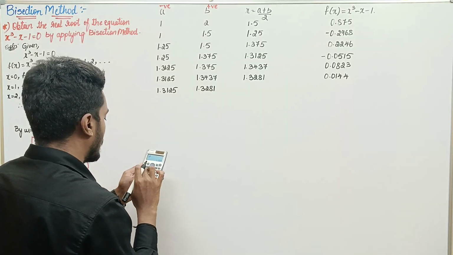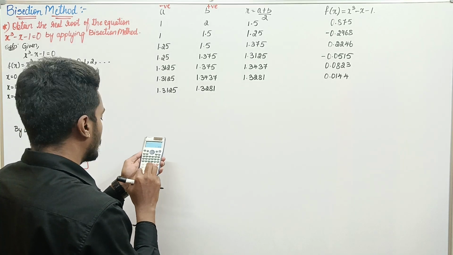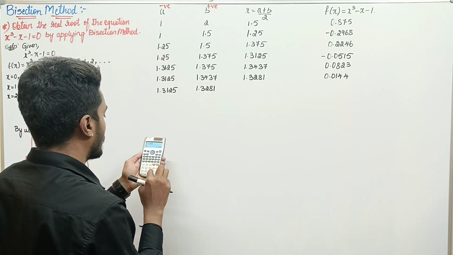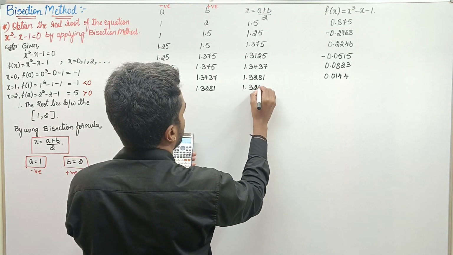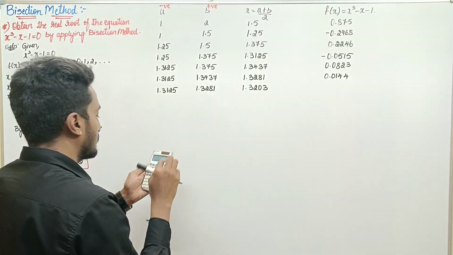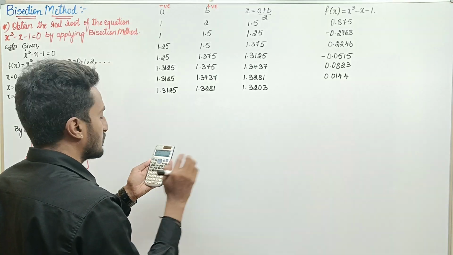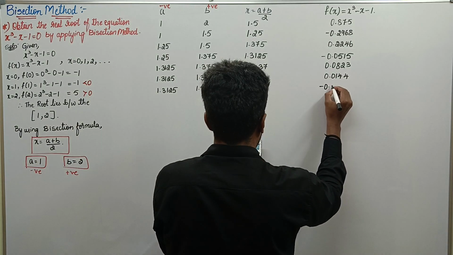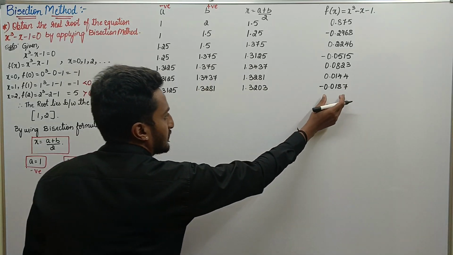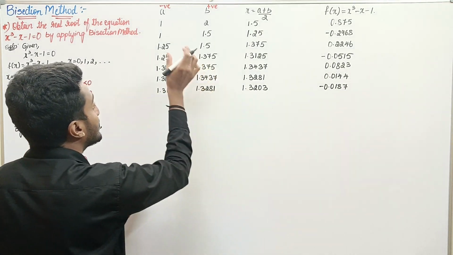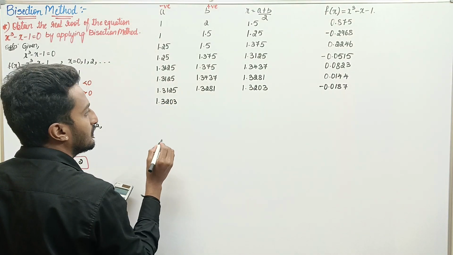Now again substitute the value of A 1.3125 equals 1.3281. You get 1.3203. Now substitute in the function value 1.3203. You get minus 0.0187. Similarly, since it is negative, this should be replaced in the negative place, that is 1.3203. Done.